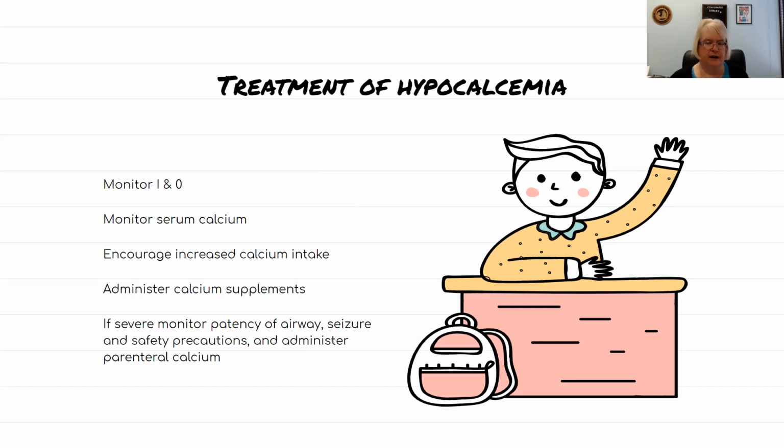Provide a quiet environment to reduce the stimuli for the seizures, and always put them in seizure precautions. Move them carefully and monitor for signs for pathological fracture. And you're going to keep 10% calcium gluconate available for the treatment of that pathological fracture.